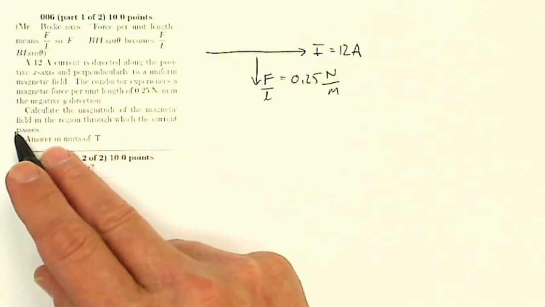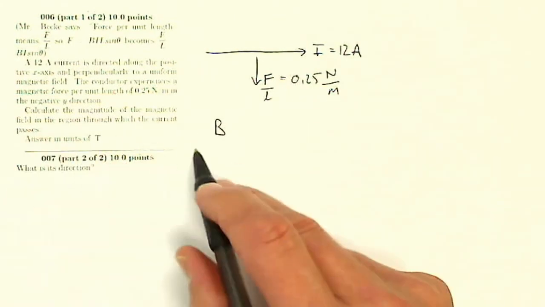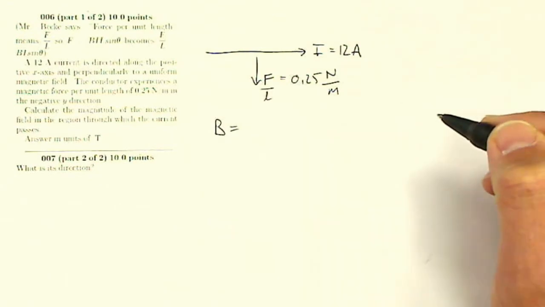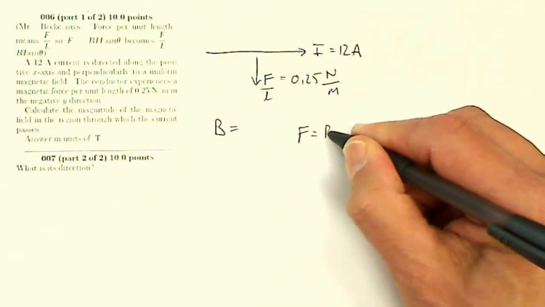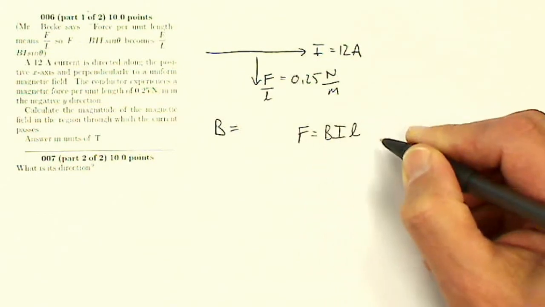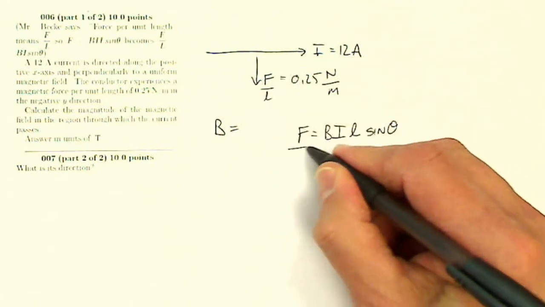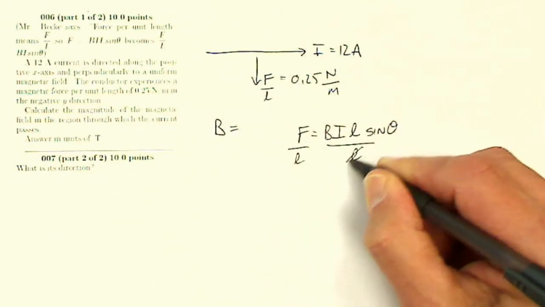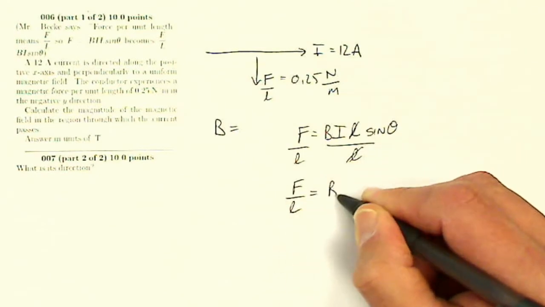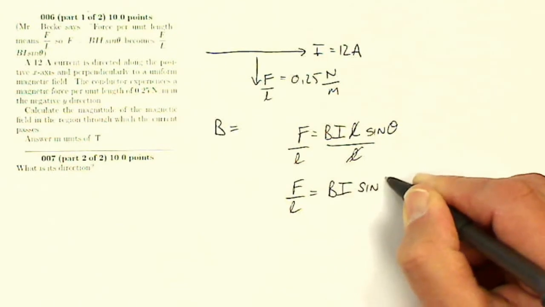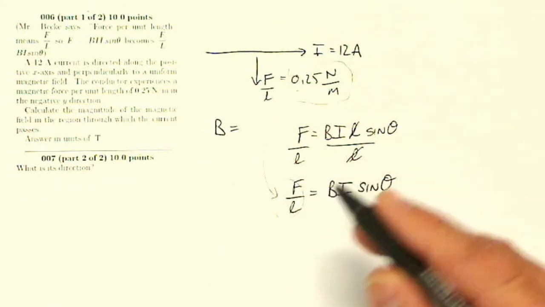Calculate the magnitude of the magnetic field, so I'm looking for my B field, in the region through which the current passes. Answer in units of Tesla. If I have a force equal to BIL times the sine of theta, what I have here is force per length. So if I divide both sides by L, then the L goes away here. So my force per length equals BI sine theta. So this number, 0.25 newtons per meter, is my force per length.